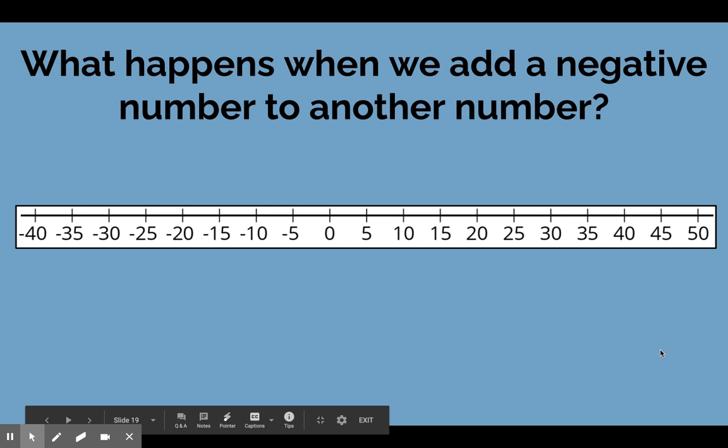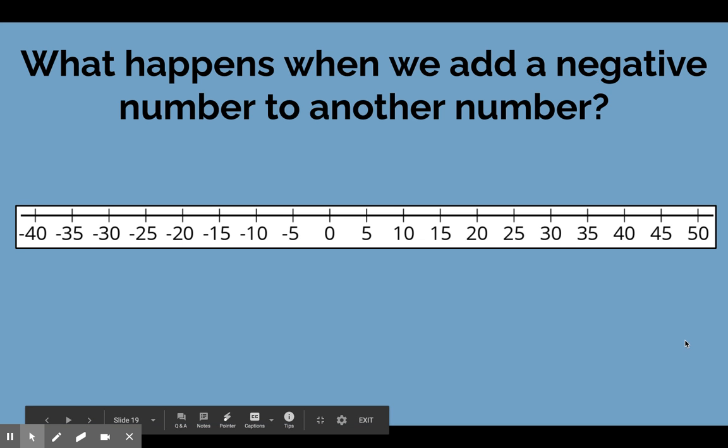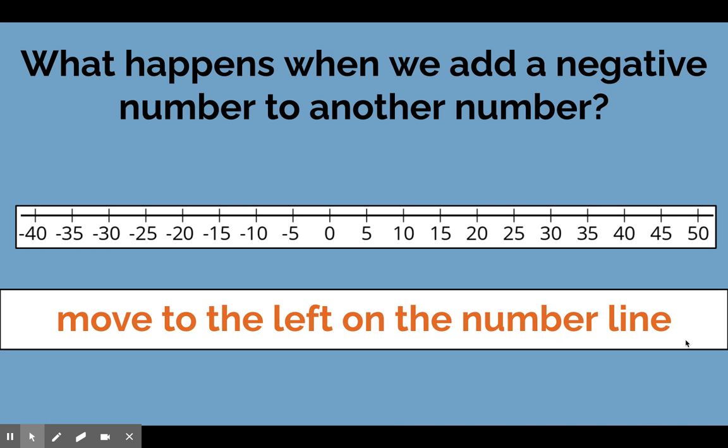And our last question says, what happens when we add a negative number to another number? Well, for this scenario, we know that we move to the left on the number line.